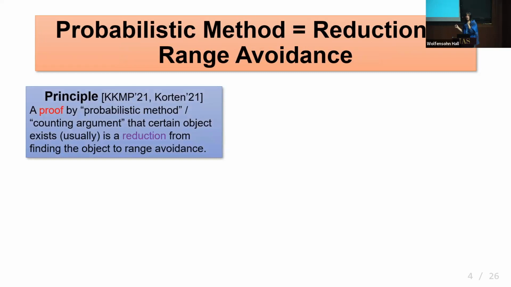A few years ago, two important papers, one by Kleinberg et al. and one by Oliver Korten, demonstrated the following principle. If I have a proof by the so-called probabilistic method or counting argument that some object exists, or that a random object will satisfy some property, then finding this object will reduce to range avoidance, and the reduction is essentially the proof.